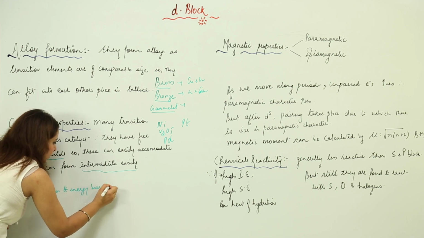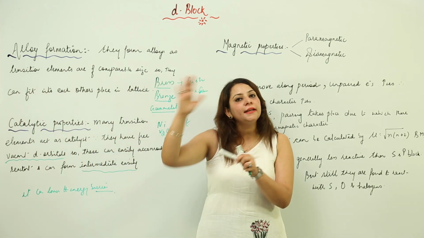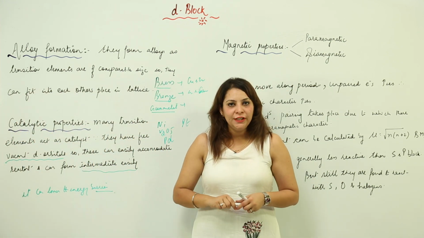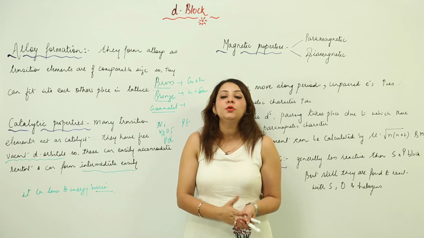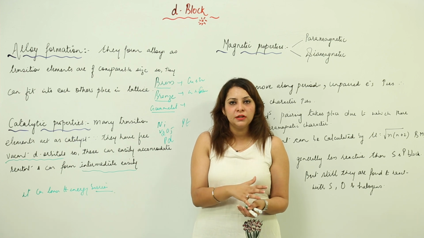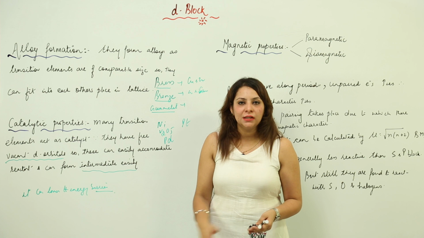It can lower the energy barrier also, which is required so that more and more reactant can cross that energy barrier to cause effective collisions. This is what we need, because if there is an effective collision, only then will the old bonds get broken and the new bonds be formed.